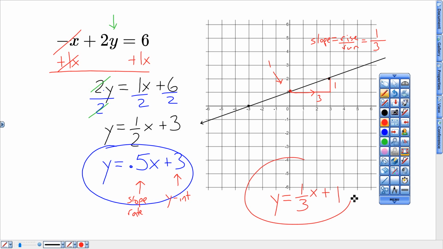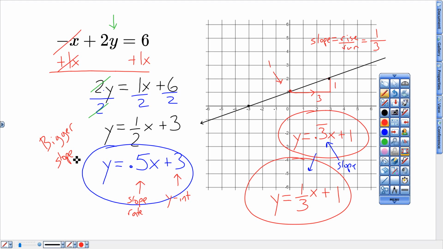And again, that 1/3 right there, changed to a decimal, would give me y equals 0.3 with a bar over it because it's repeating, plus 1. And again, that number in front of x, that is my slope. I could see for these two, the 0.5 slope is bigger. This one has a bigger slope. The number in front of its x is bigger than the graph.